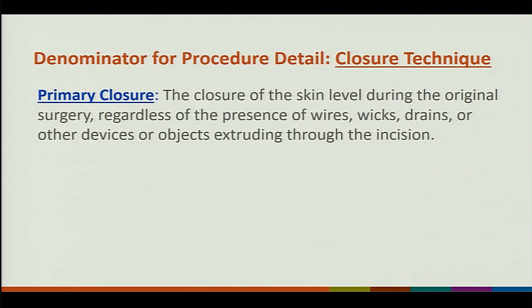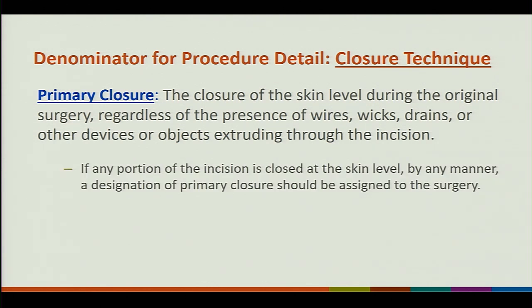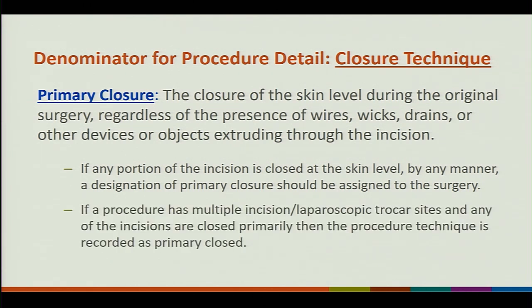Okay. I want to move along to closure technique. This is another denominator for procedure detail. A primary closure is the closure of the skin level during the original surgery, regardless of the presence of wires, wicks, drains, or other devices or objects extruding through the incision. It's important to remember that if any portion of the incision is closed at the skin level by any manner, a designation of primary closure should be assigned to the procedure. If the procedure has multiple incisions or laparoscopic trocar sites and any of the incisions are closed primarily, then the procedure technique is recorded as primarily closed.